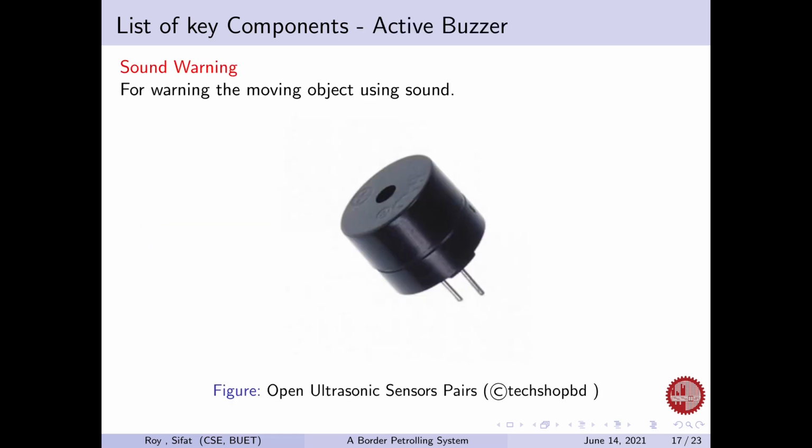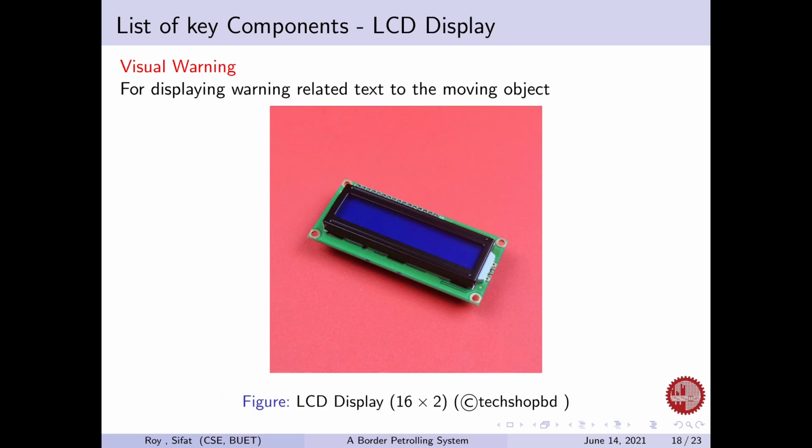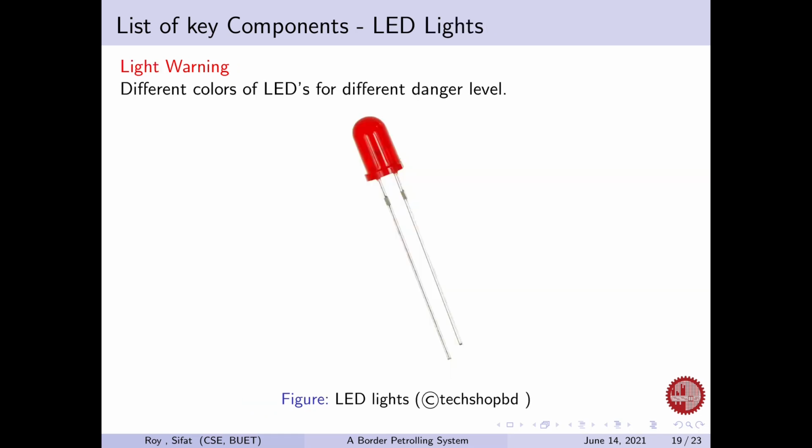Here we will be generating three kinds of warning signals. The first type will be sound warning, and this will be generated by active buzzers. The second type will be visual warning, generated using LCD displays. And the third kind will be light warnings, generated using different colors of LEDs. Different colors of LEDs will be used for indicating different danger levels.